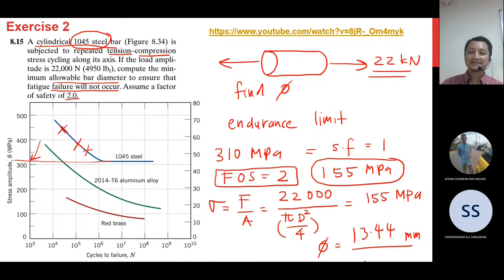So, kena check lah. Everybody punch in your calculator. Berapa maximum stress kalau kita pakai 1045 steel?